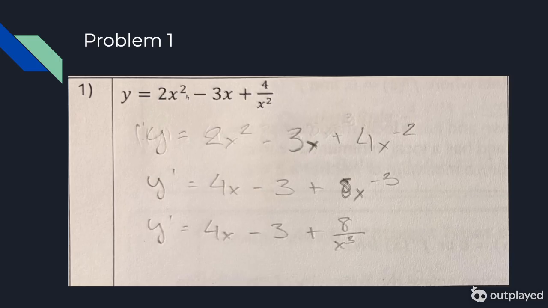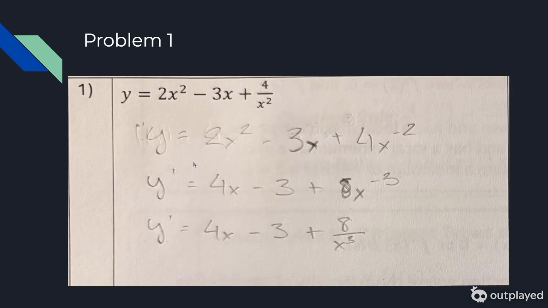y equals 2x squared minus 3x plus 4 over x squared. Now we can rewrite this a little bit easier, so it's easier to take the derivative of it. We could do y equals 2x squared minus 3x plus 4x to the negative 2 power. So when you move an exponent from the denominator to the numerator, the exponent becomes negative, but this is easier to take the derivative of, so it's simpler to do.